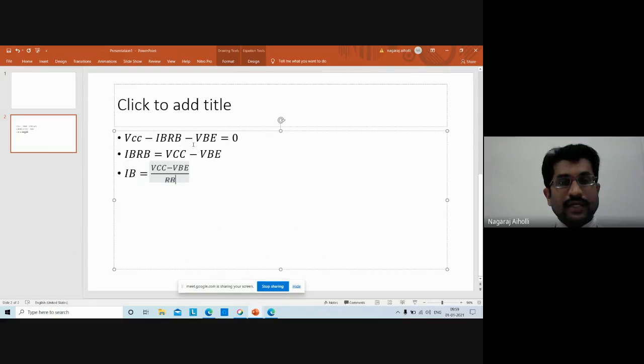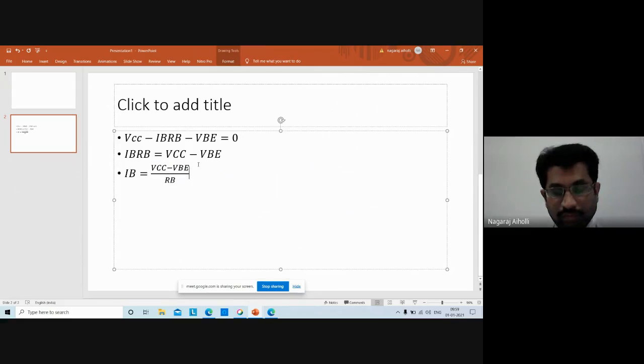VCC minus IBRB minus VBE is equal to 0. Taking minus IBRB to the RHS, it will be plus IBRB. That is equal to VCC minus VBE, or IB is equal to VCC minus VBE divided by RB. This is the equation for the base current.